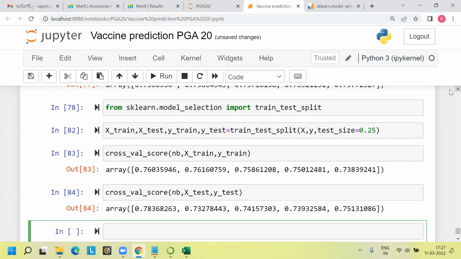Train test split: X_train, X_test, Y_train, Y_test. Train test split 25, 75 percent train, 25 percent test, random splitting, random sampling. You can do cross validation, you can do train testing. These are all methods of testing the model.